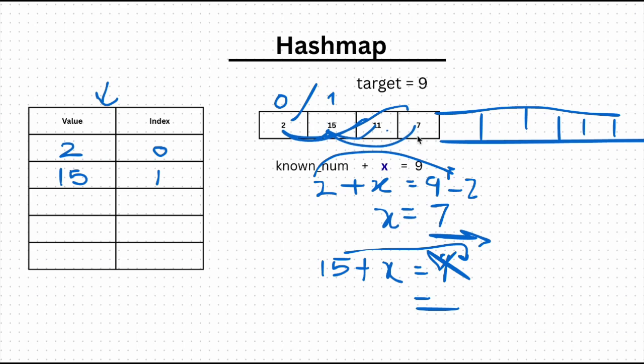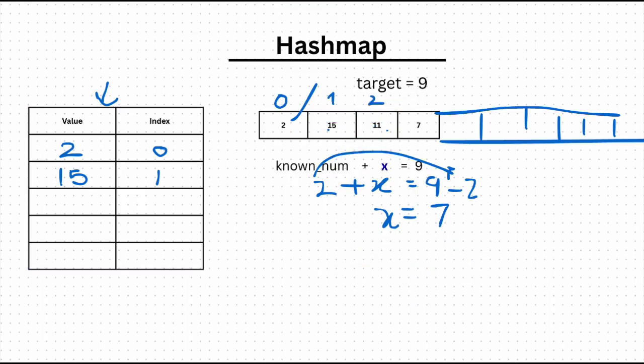Okay, so we've done 15, so we go to index 2. I'm just going to remove some of these. So index 2 is what? It's 11, and it's the same thing. We go, well, 11 plus x gives us 9.